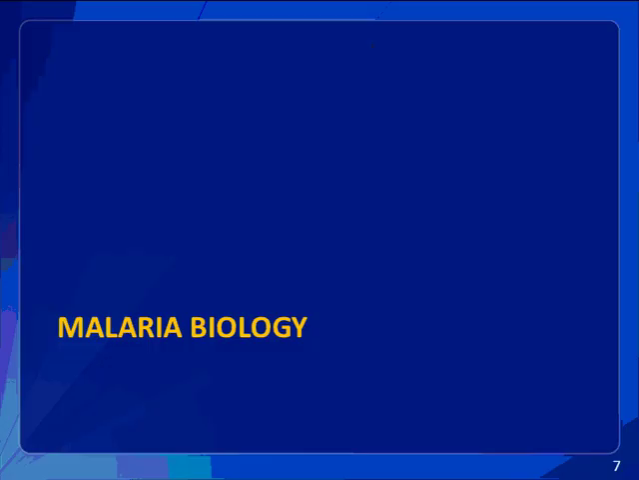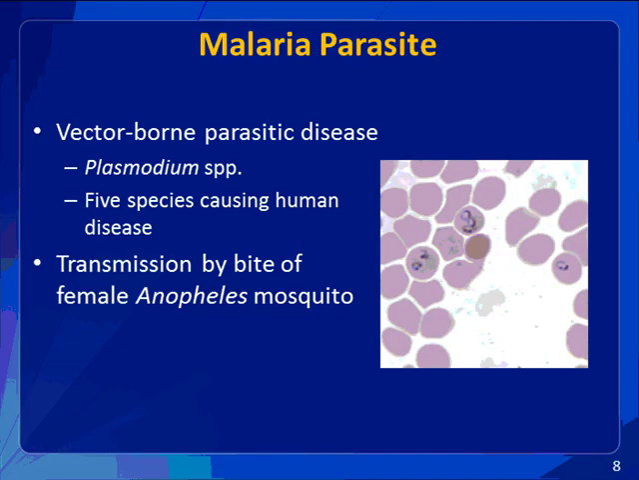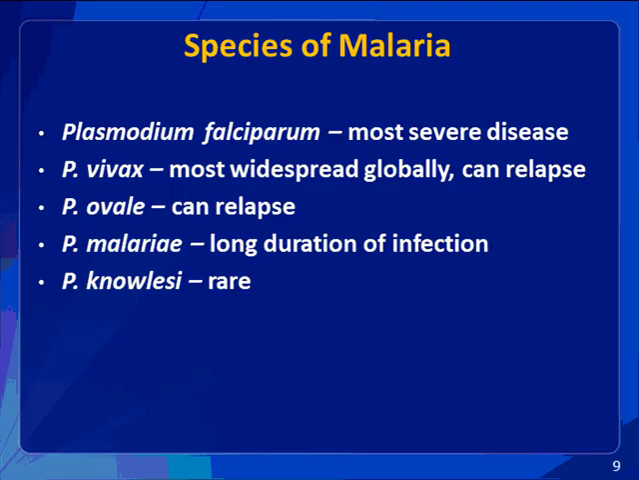First, some background information on malaria biology. Malaria is a vector-borne disease caused by parasites of the Plasmodium genus, pictured here in their erythrocytic stage. There are 5 species of Plasmodium that cause human disease. The parasite is transmitted by the bite of the female Anopheles mosquito. There are 5 species of malaria that infect humans.